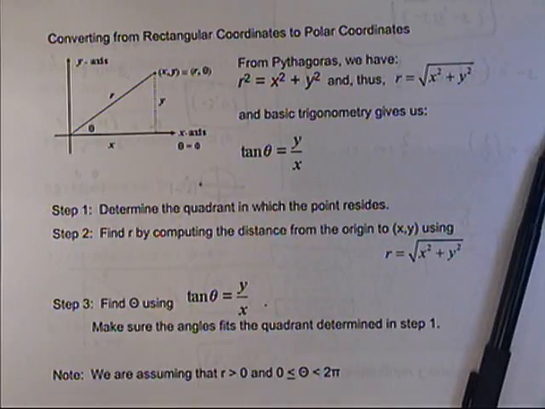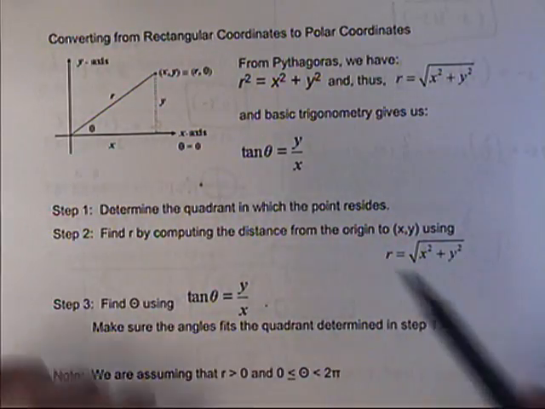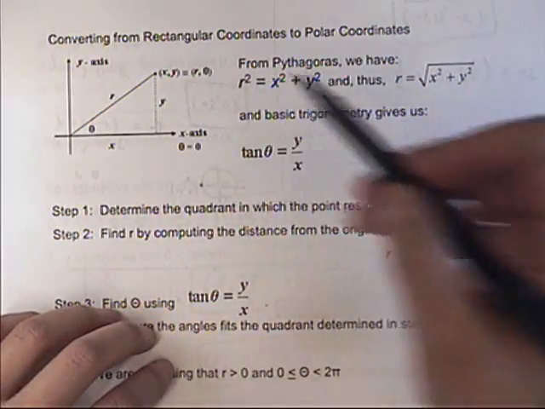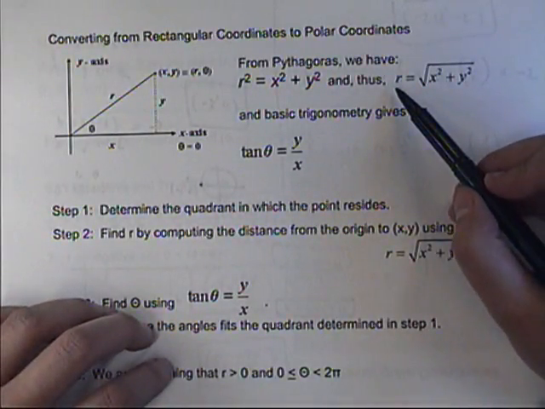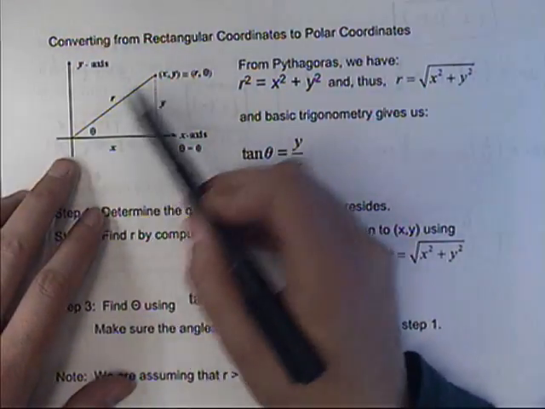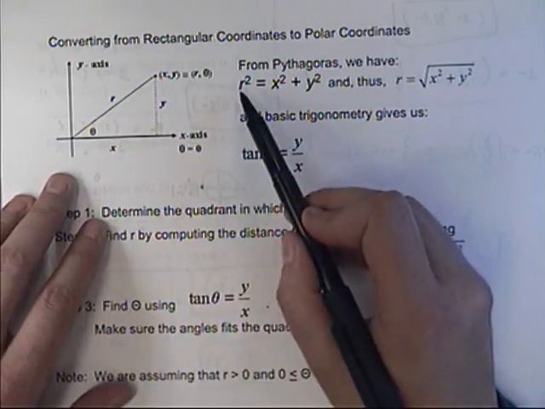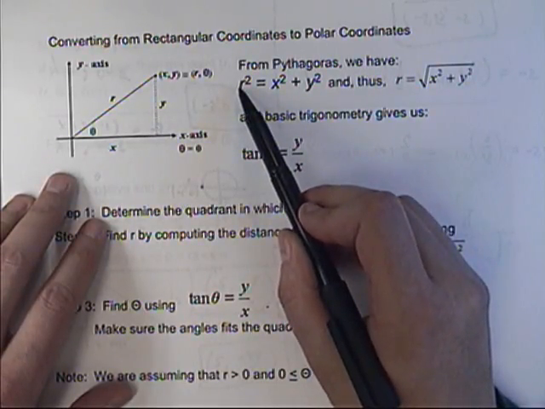Okay, now this is the hard part. Going back the other direction, we're going to use a lot of weird formulas here. The first one, if we want to write things in terms of r theta, is we have to find the radius. The radius actually comes from the Pythagorean theorem, and that is that the radius squared equals the x value squared plus the y value squared.